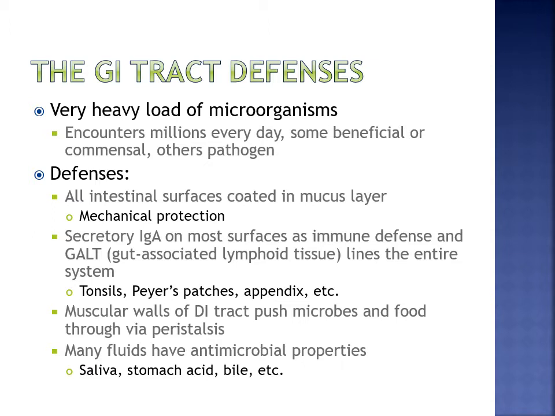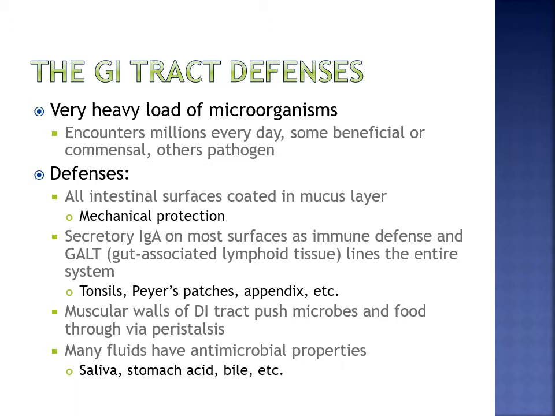So the digestive tract encounters tons of microbes every single day, numbering in the millions. Most of these are commensal, some of them are beneficial and hang around, some of them don't. Others are pathogens that can possibly make us sick. Because of the sheer volume of microbes, we also have a lot of defenses in the digestive system. For example, all of those intestinal surfaces are coated in mucus, and this provides a mechanical or physical barrier so pathogens don't get any deeper into those deeper tissues.